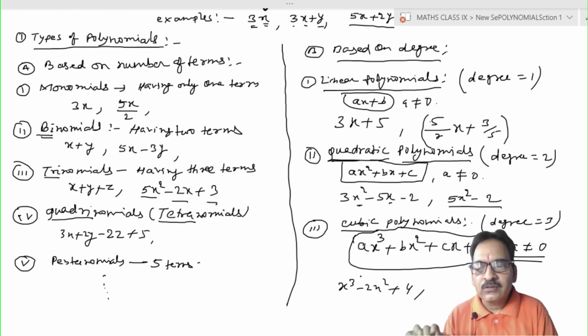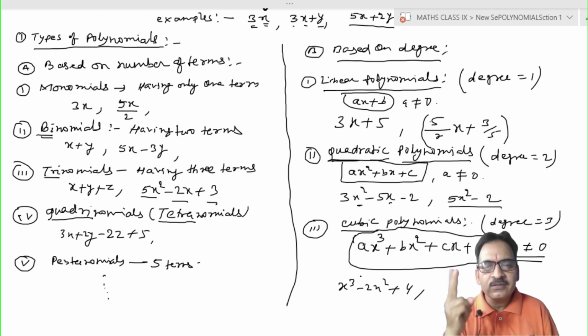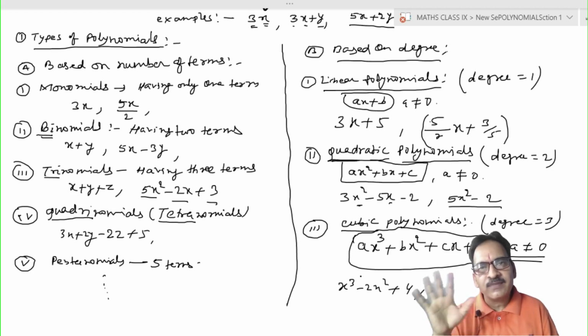Got it? So today we have done the introduction of polynomials as well as the different types of polynomials on the basis of number of terms and on the basis of degree. On the basis of number of terms, we have monomial, 1 term, binomial, 2 terms, trinomial, 3 terms, quadrinomial, 4 terms, similarly pentanomial, 5 terms, hexanomial, 6 terms, and so on.